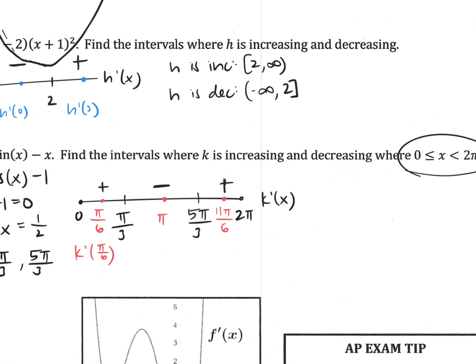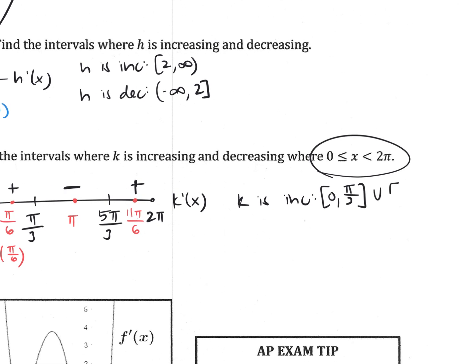Okay, so now we just got to answer the question of when is it increasing, when is it decreasing. K is increasing on the intervals from 0 to pi over 3 and from 5 pi over 3 to 2 pi. And then it is decreasing on the interval from pi over 3 to 5 pi over 3.